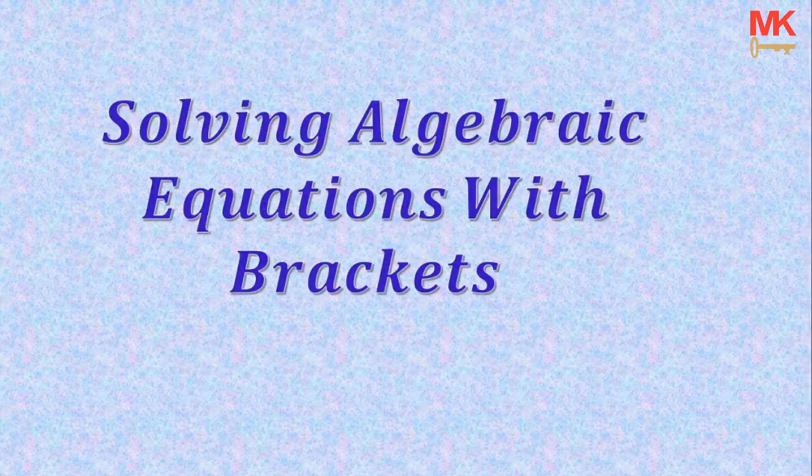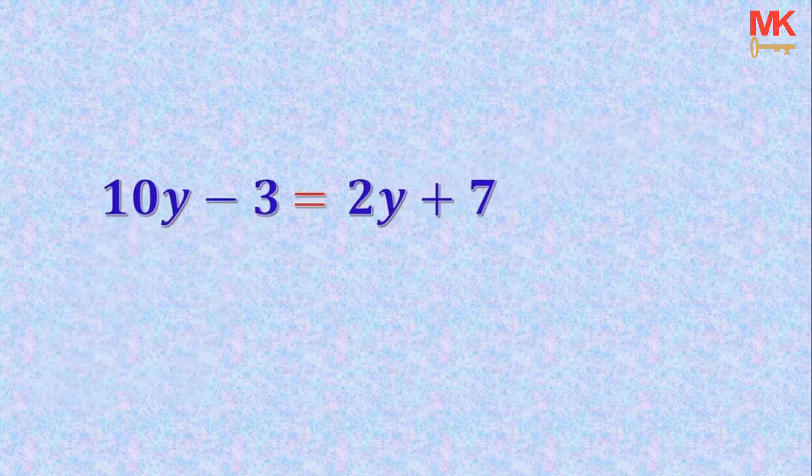Welcome to Math Key. In today's video, I want to show you an important topic in mathematics, solving algebraic equations with brackets. Now, in our last video, we said that an algebraic equation is simply the equality between two or more expressions. For example, if we have the expression 10y minus 3 and 2y plus 7, we can form an algebraic equation from these two expressions by joining them together with the equality symbol.